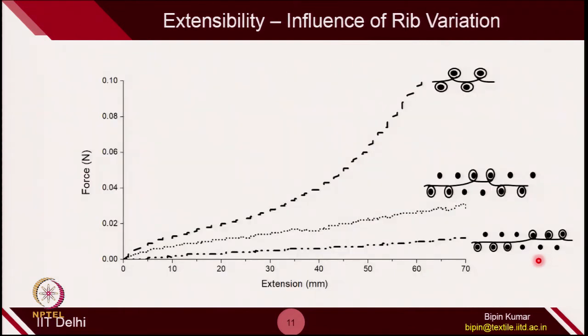Now, let us see the influence of rib variation. Here all needles were participating in loop formation, and here two needles alternately in front and back bed were left.